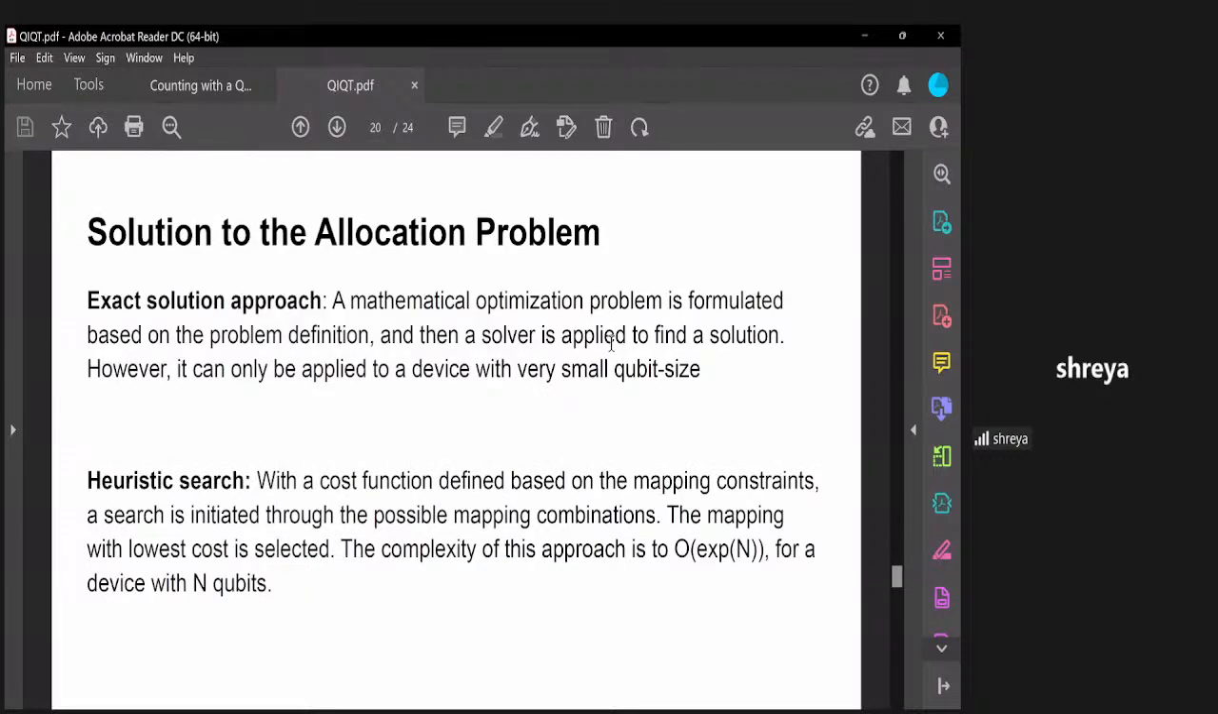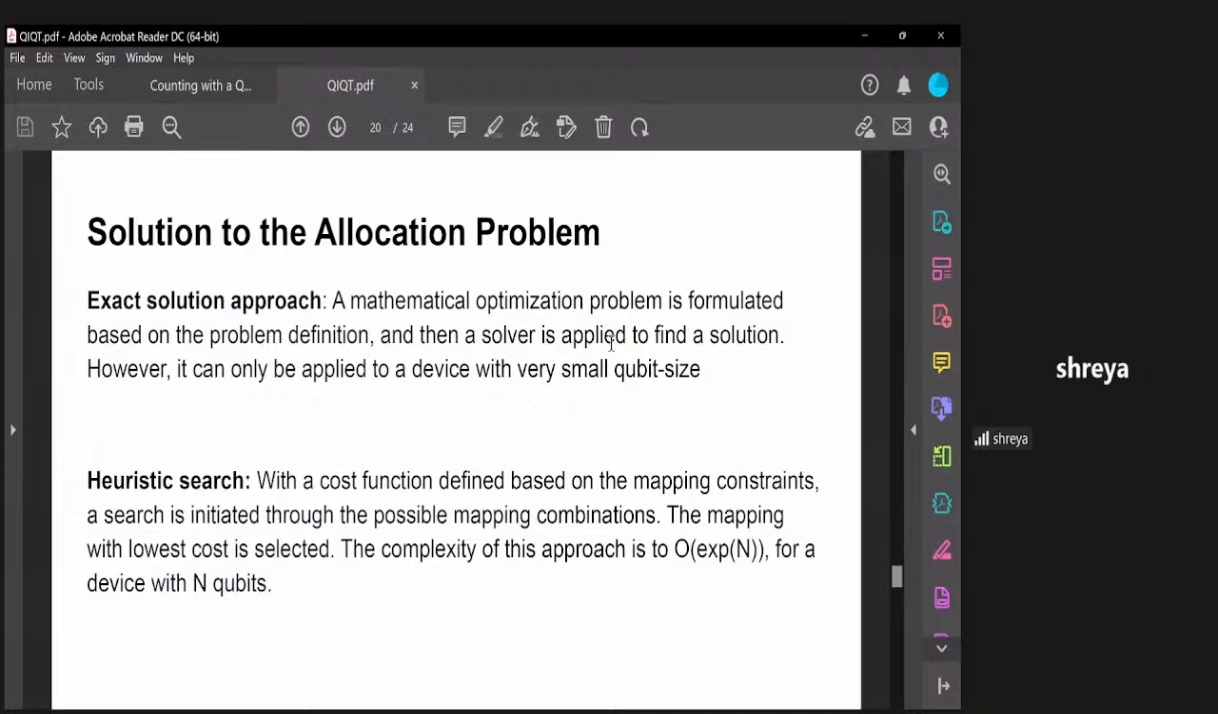So there are solutions to this problem. One is an exact solution approach, but we can only use it if my logical circuit is very small. And there is a heuristic search. You can define a cost function based on the matrix that I've shown you, and that cost function will give you an outcome which you want to reduce. That is called a heuristic search.